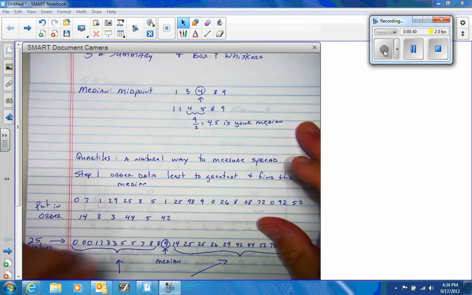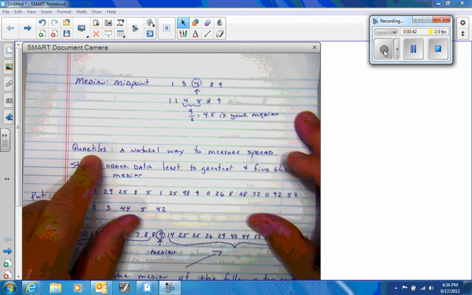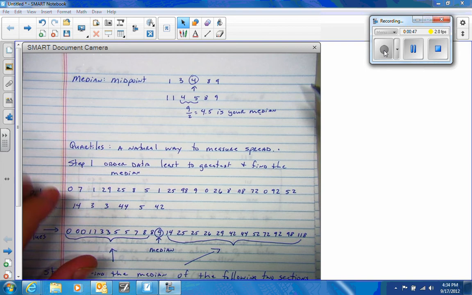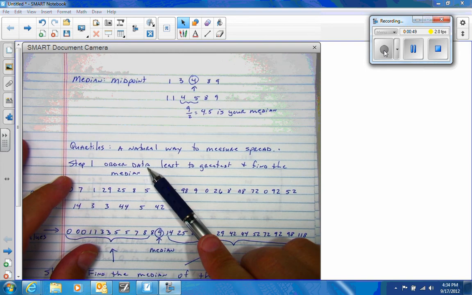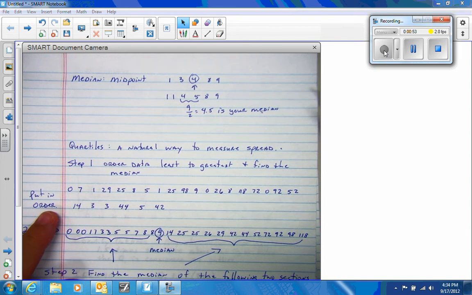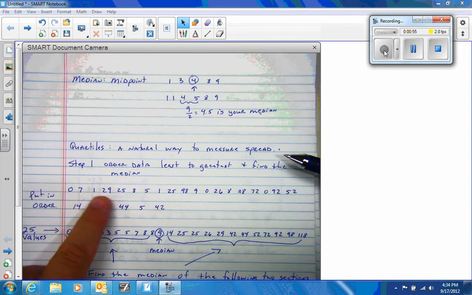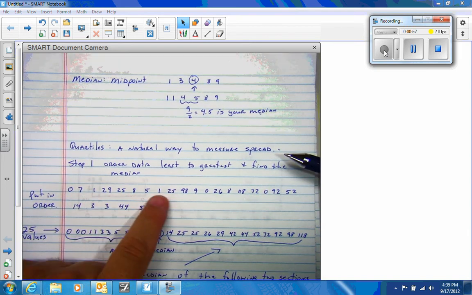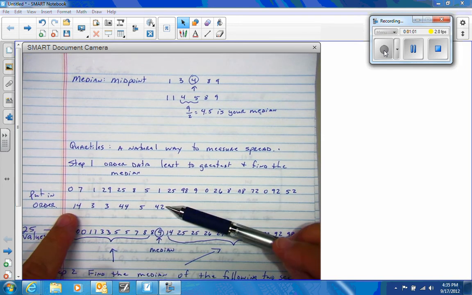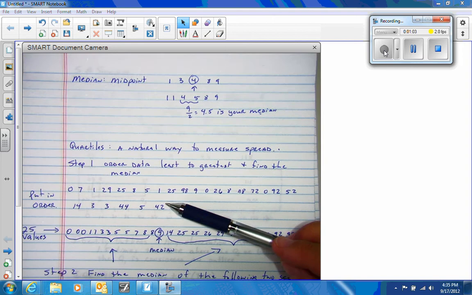All right, one of the things we're going to do is talk about quartiles. Quartiles are a natural way to measure spread. Step 1, you need to order your data from least to greatest and find the median. For instance, I want you to take these numbers, 0, 7, 1, 29, 25, 8, 5, 1, 25, 98, 9, 0, 26, and so on and so forth, all these numbers to 42, and put them in order from least to greatest.